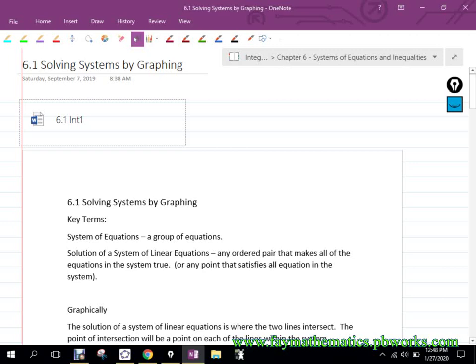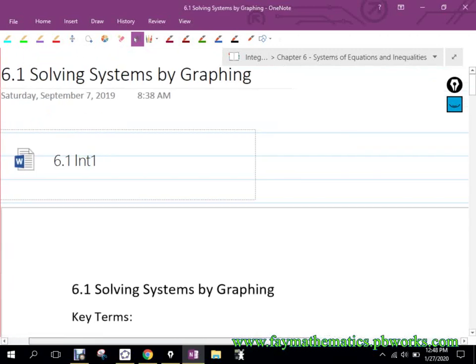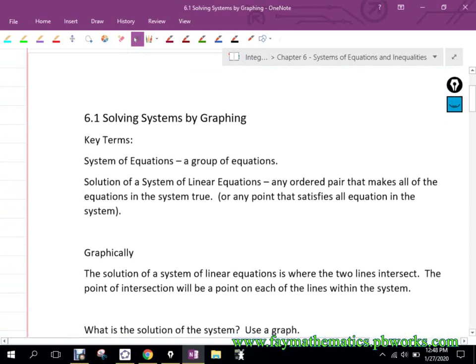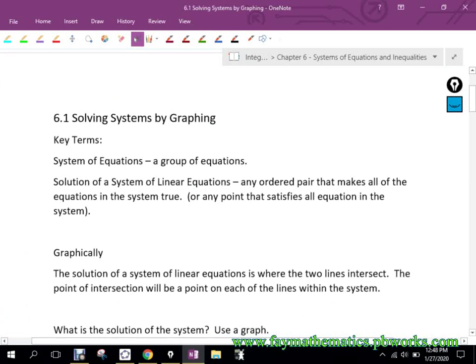This chapter is about things called systems of equations, okay? What a system of equations is, is just a fancy way of saying a group of equations. Could be 2, could be 3, could be 4, could be 100, doesn't matter, okay? We're going to primarily focus on 2. So whenever you see the word system or systems of equations, they're just talking about 2 or more equations as a group. Does that make sense to everybody?